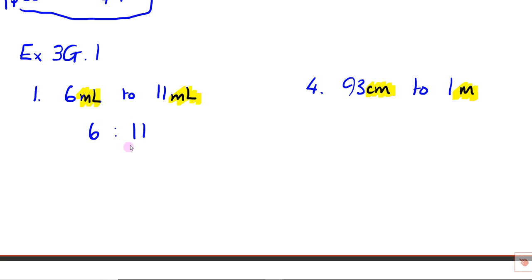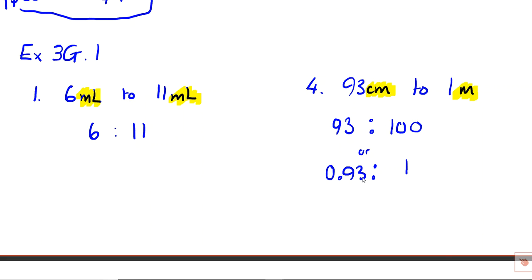You'll notice that the ratio doesn't have units. Ratio does not have units. So I could write this ratio in a couple of ways. What would I write it as? Okay, so it would be 93 to what? 100. Or 1 to, not 9.3, 0.93.